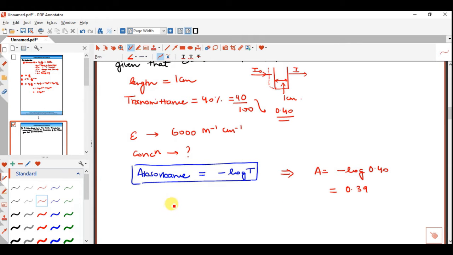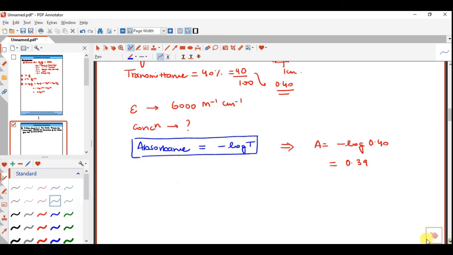Now you already know absorbance. Let me just change the color and write down the formula. So you already know the other formula for absorbance. Absorbance is equal to epsilon into C into L. So this was the second formula that we had already talked about. This one was first, second.